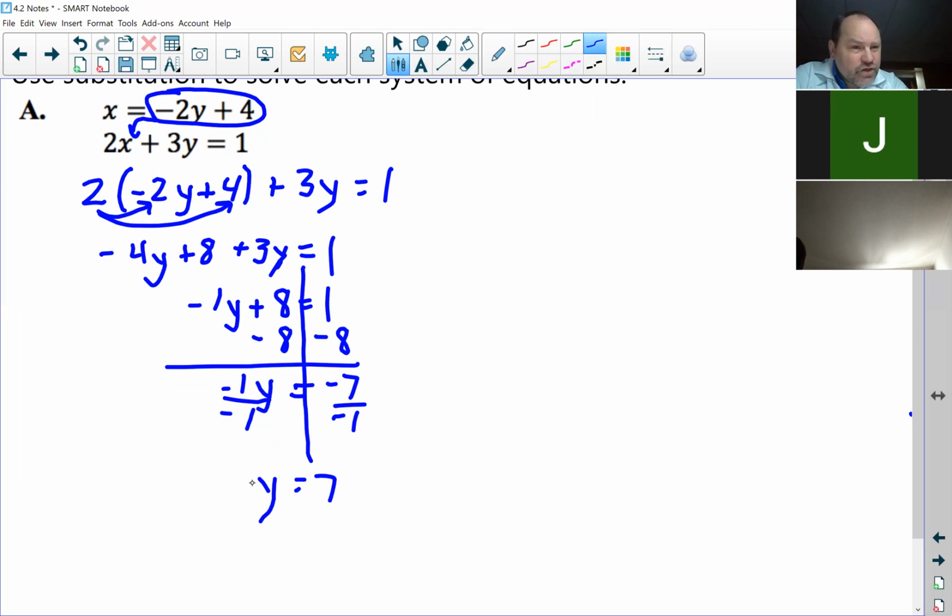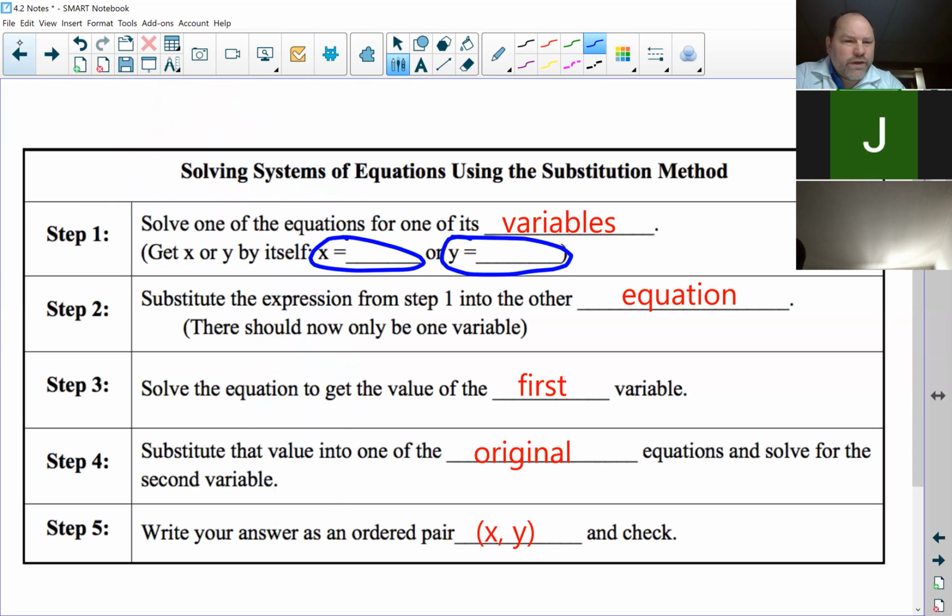Okay, so I'm going to just jump back for a second to the previous slide. So we had an equation solved for one of the variables. Step 1 was done. Step 2, substitute the expression or the equation from step 1. We did that. Solve that new equation. We did that. So now we're on step 4. Take that value we found and substitute into one of the original equations.